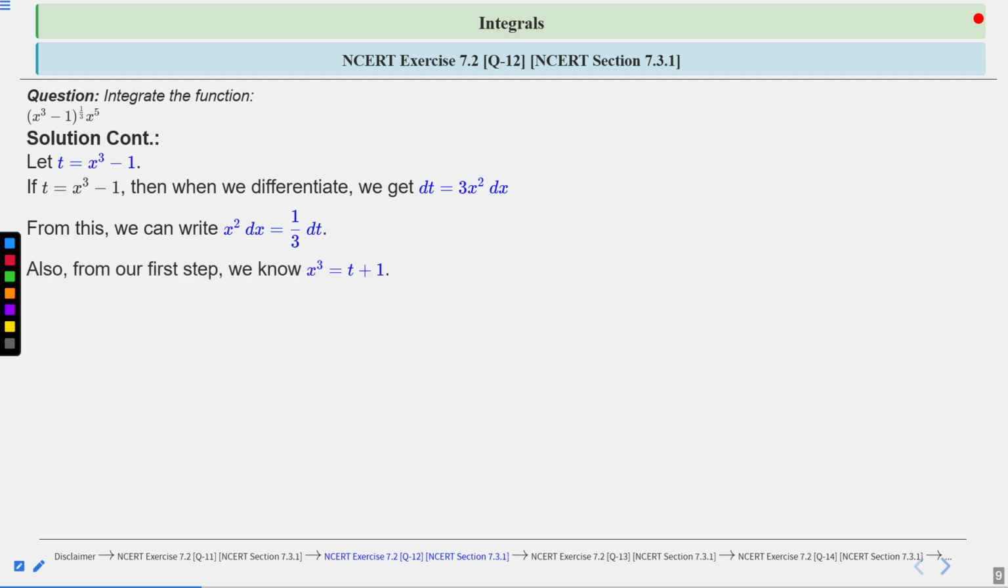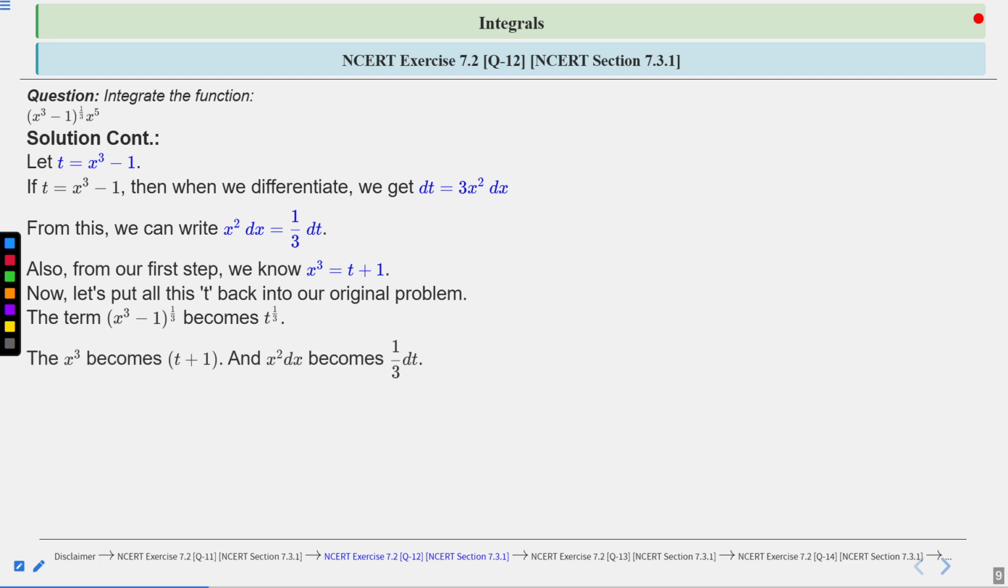Also, from our first step, we know x cube is equal to t plus 1. Now, let's put all this t back into our original problem. The term x cube minus 1 to the power 1 by 3 will become t to the power 1 by 3. The x cube becomes t plus 1, and x squared dx becomes 1 by 3 dt.